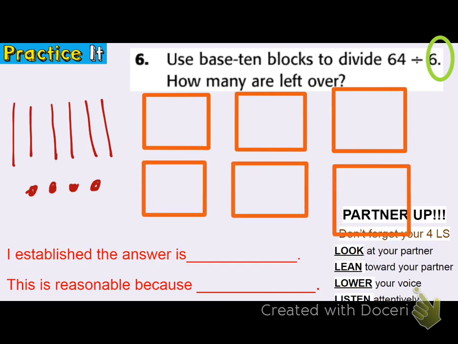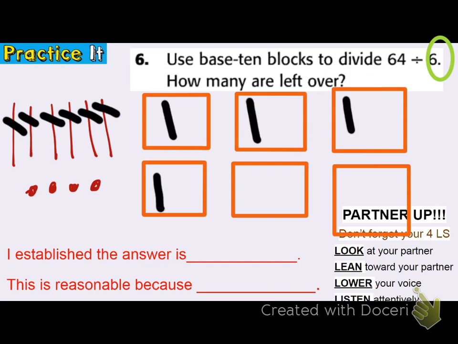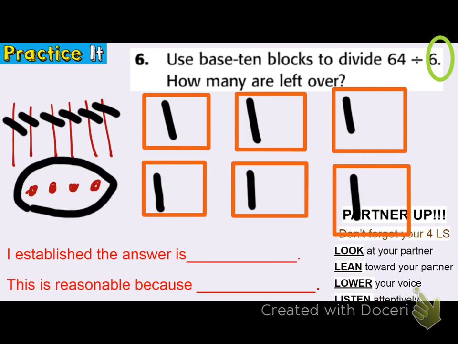Let's go ahead and divide 64 into 6 groups. Well, 1, 2, 3, 4, 5, 6. I have enough to put 10 in each group. Well, because I have 6 groups and only 4 ones, that's going to be my remainder. I can't pass out 6 of them if I only have 4. And we're not dealing with decimals and fractions quite yet. So the question says, how many are left over? Well, I know there's 4 left over.